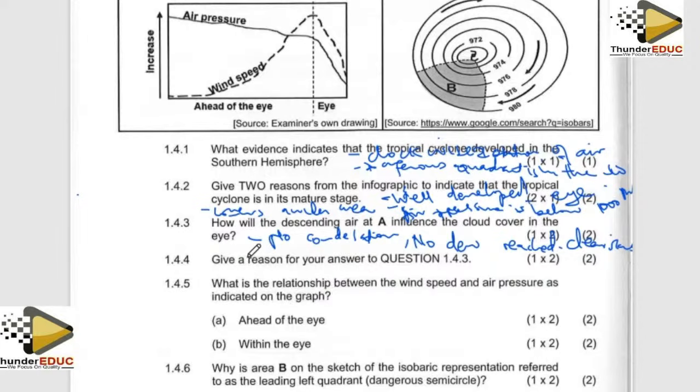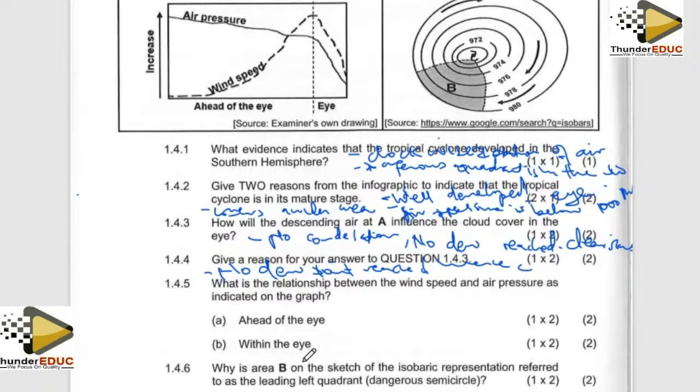Okay, then give a reason for your answer. We are looking at 1.4.4. Give a reason for your answer. Okay, the reason is that this one influences the clear skies. We shall say no dew point reached. Hence, clear. No dew point reached. That's why we can have clear skies.